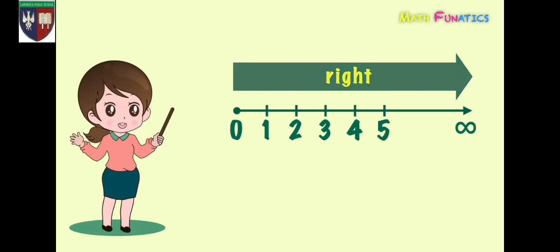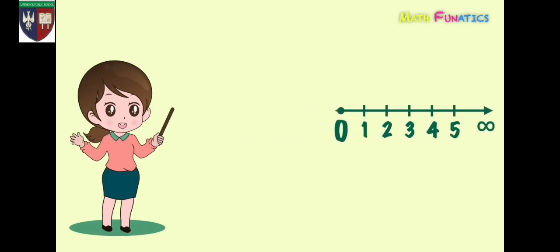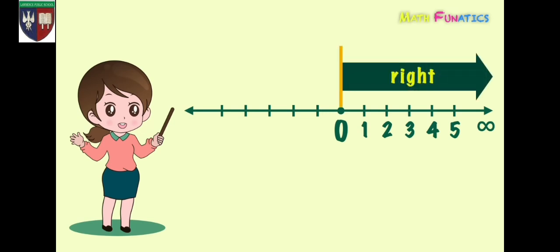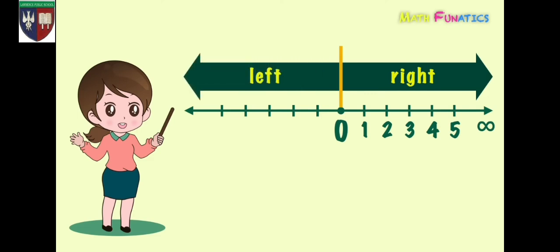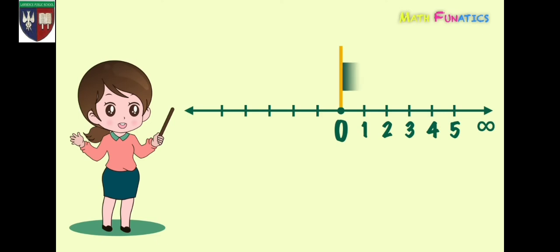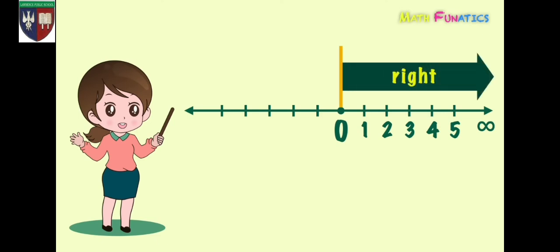But the truth is, the number line actually goes in both directions. So aside from the numbers we see on the right of the number line, starting with 0, we also have numbers on the left. These whole numbers on the right, which we knew as the counting numbers, are also referred to as positive numbers.